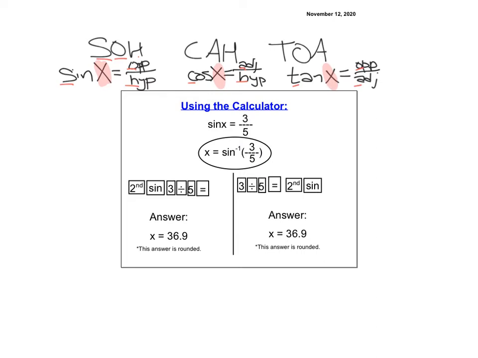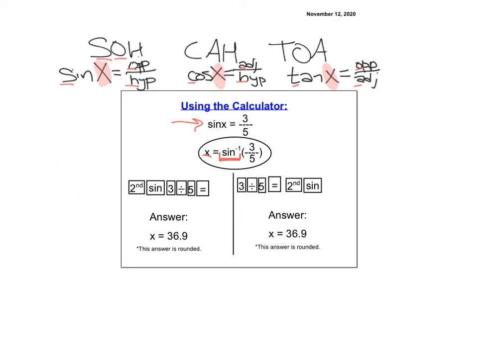So what will happen is you will get something that looks like this: sine x equals 3 over 5, and you'll have a triangle. That means you'll have an opposite and hypotenuse, and you're going to plug that in. Now to get the x by itself, we use the inverse sine. And what that means is this notation here. We have an exponent of -1, so that represents the inverse. And we're going to take that of our fraction, of our ratio that we have.